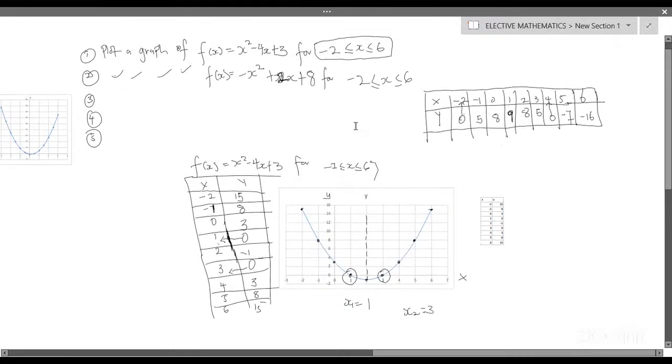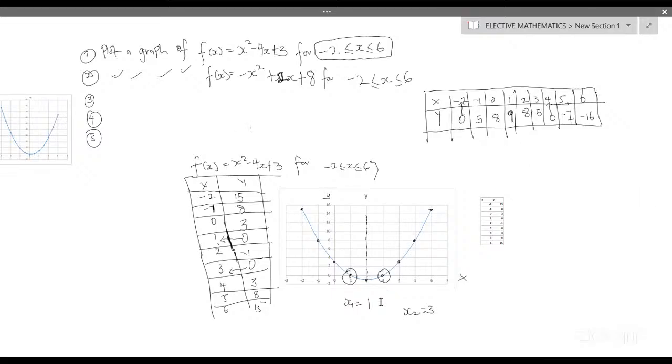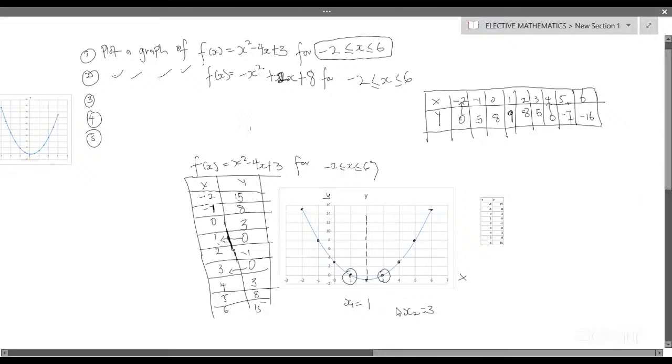Now, how do you think the graph will be? Looking at the function, would the graph be a U shape or an N shape? Vanessa? That is an N shape, because this is negative, right? The coefficient of x squared is negative, so it's going to be an N shape. Now let's see how it's going to be. Let's plot it fast.